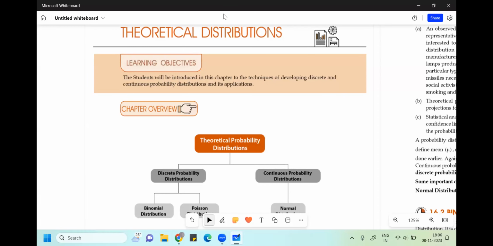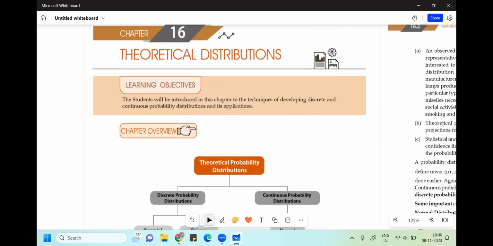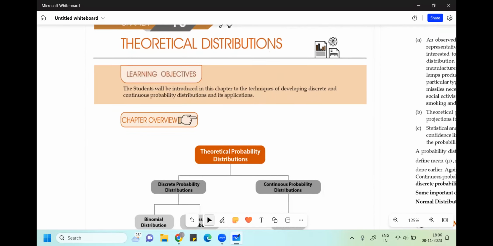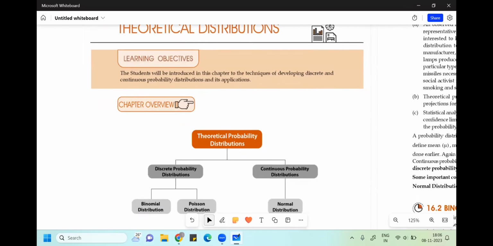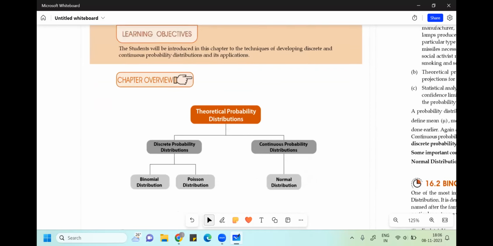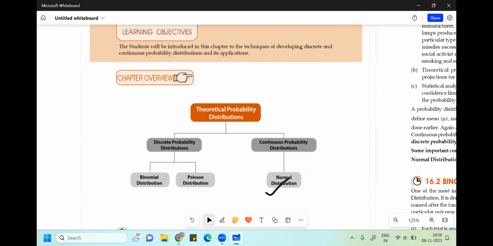So welcome everyone to the class on theoretical distribution of data. Already we have studied continuous probability distribution, where we have already discussed normal distribution. Maybe you may or may not be aware that you have studied normal distribution, because you have studied something called measure of central tendency, where you studied mean, median, mode. In mean you studied arithmetic mean, geometric mean, harmonic mean.